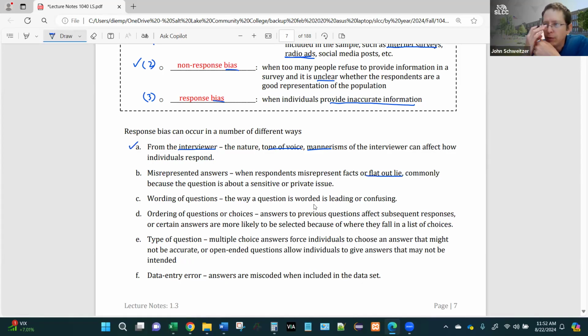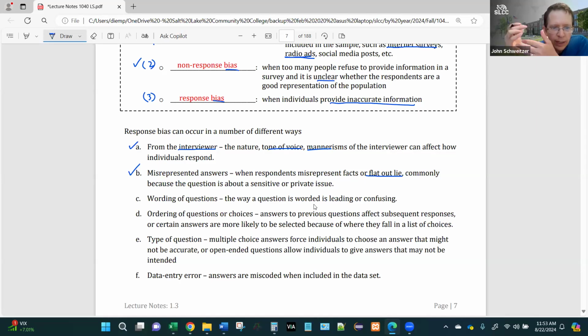So especially if you're asking them about sensitive topics, things that might be embarrassing to them, or if they feel strong pressure that they should answer one way or the other, they might just lie, right? And again, it's not exactly the researcher's fault. There are things you can do to reduce this, but this is just the nature of how sampling works.